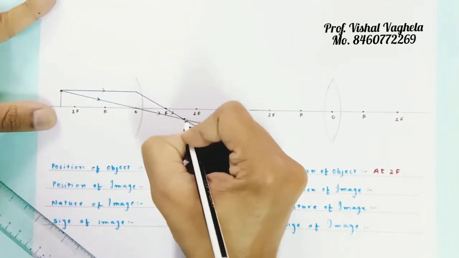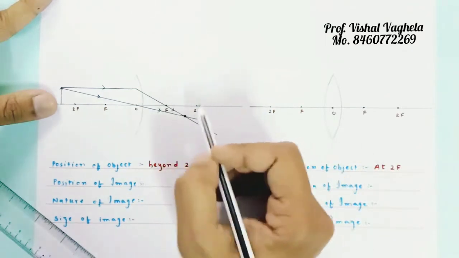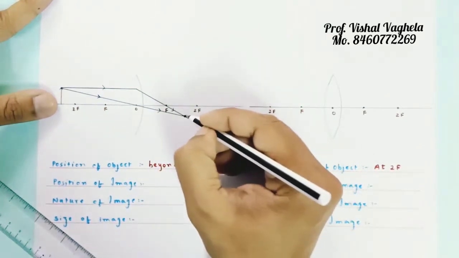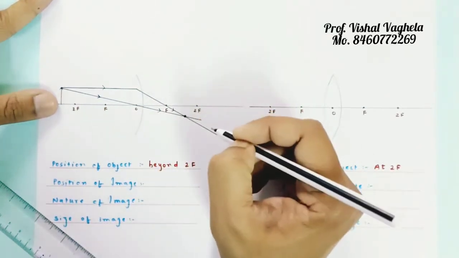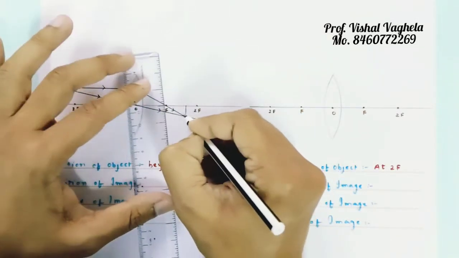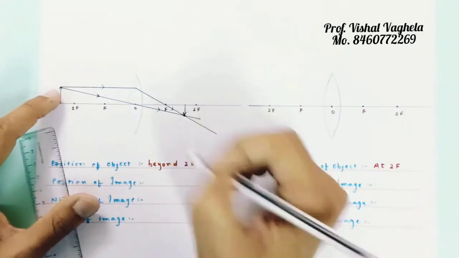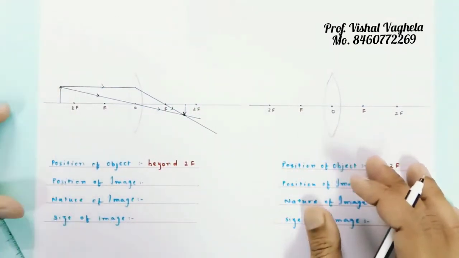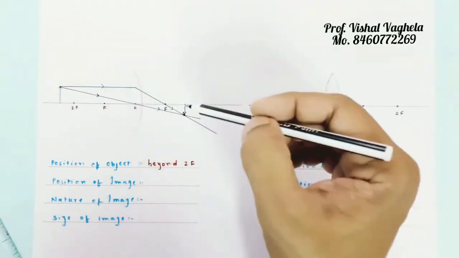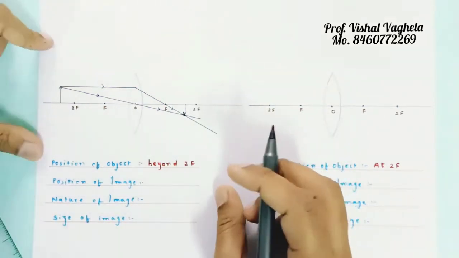Finally the rays are meeting at some point between f and 2f, so the image will be between f and 2f. Now since the refracted rays are meeting, it will be a real and inverted image. An inverted image means we have the head of the image down, because here the head of the object is up. With respect to that, this is an inverted image. Size of the image, as we can see, this image is quite smaller than the object, so we may write down smaller than the object over here.